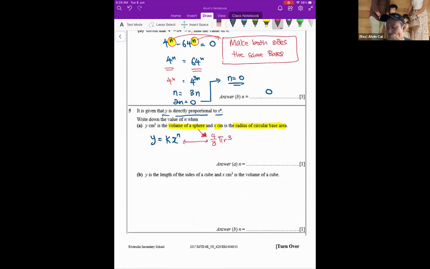So we try to connect to this equation. Okay, so they say write down the value of n if y is actually the volume and x is actually the radius. So you can see that the thing that connects the two will be the radius. Radius is x. X is the radius, so basically this is this. And 4/3 pi is actually your k. So the n will be equals to 3.